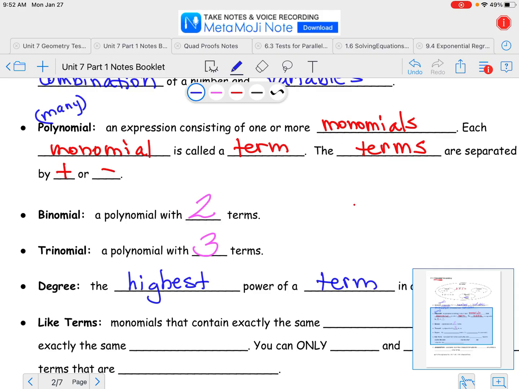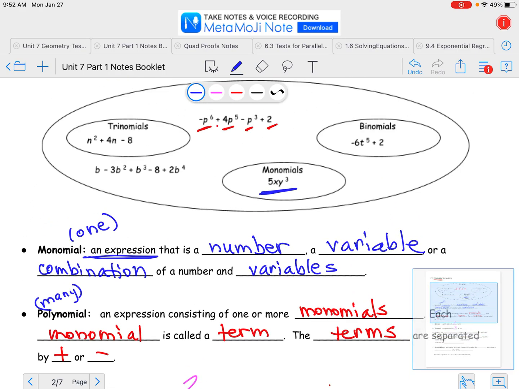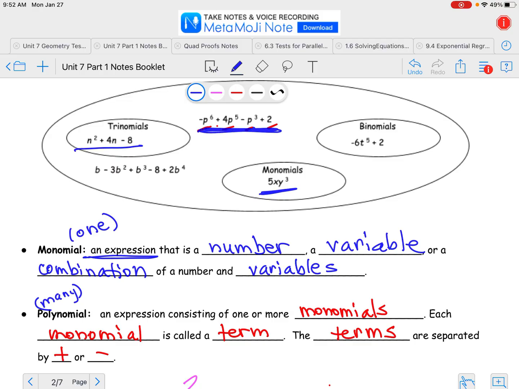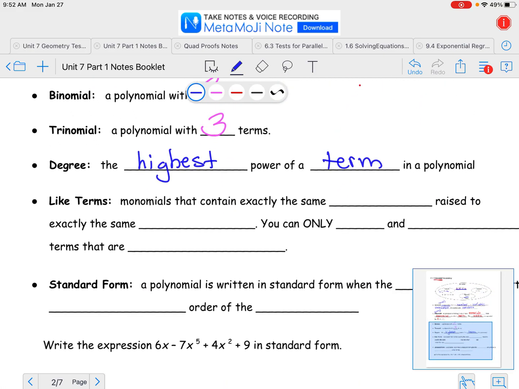So if we go up here and look, then this one is degree 2 because the 2 is the highest exponent. This one's degree 6 because 6 is the highest exponent. This is degree 4 because 4 is the highest exponent.